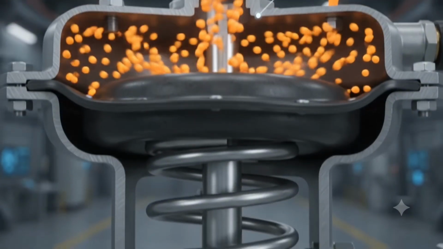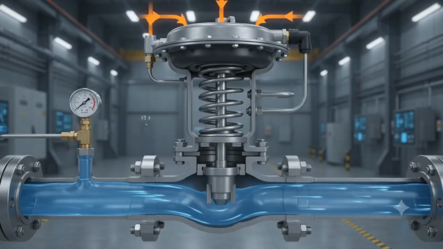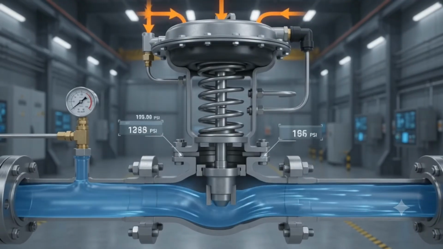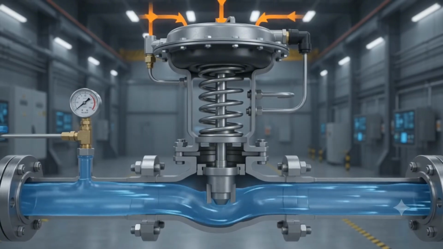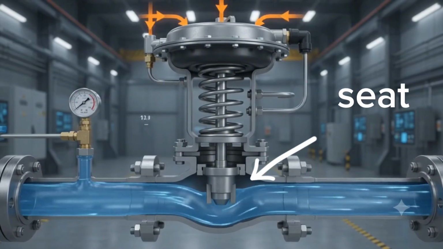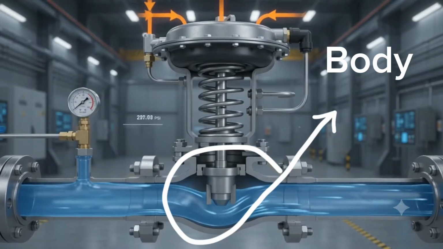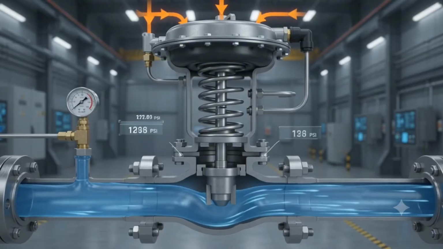2. Yoke/bonnet: structural connection between actuator and body, guides stem. 3. Stem: transfers linear actuator motion to the plug. 4. Plug: variable restriction element, its shape sets the flow characteristic. 5. Seat: fixed sealing ring, defines maximum orifice and shutoff point. 6. Body: pressure boundary with inlet-outlet flow passages. 7. Packing: stem seal preventing external leakage.